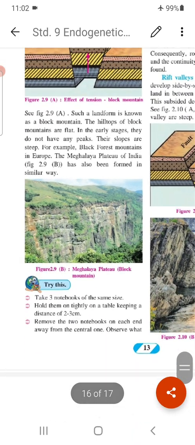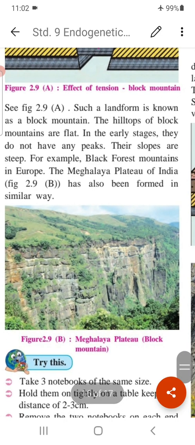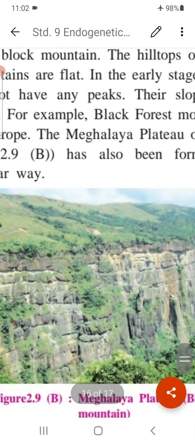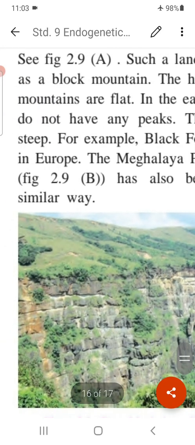Now what is the peculiarity of this type of mountains? Such a landform is known as a block mountain. The hilltops of block mountains are flat. Can you see here in this picture? The tops of such mountains are flat. They are not curvy or with peaks. In the early stages they do not have any peaks. Can you see any peak over there? Peak means what? Curvy places, raised parts on a mountain, that is called a peak.